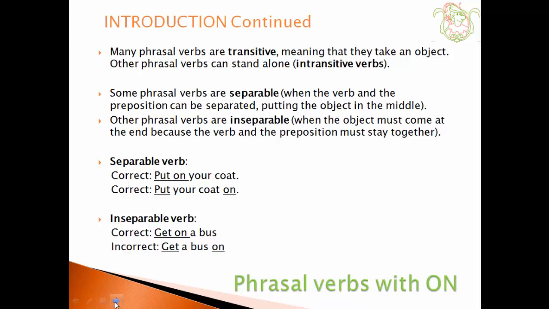As an example of a separable verb, it would be correct to say, put on your coat. It would be equally correct to say, put your coat on. But as an example of an inseparable verb, where it is correct to say, get on a bus, it would be incorrect to say, get a bus on.